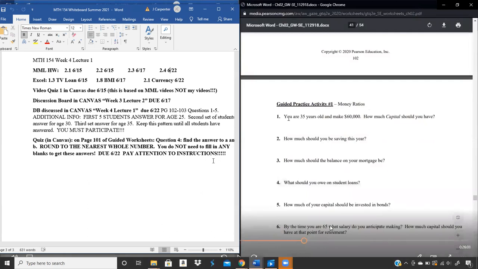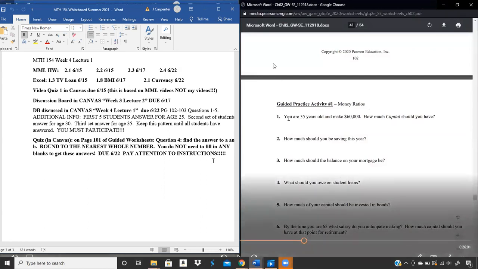By the time you were 65, what salary would you anticipate making? That is a difficult question to answer because we don't know what inflation is going to do over the next 10, 20, 30, 40 years. Yes, the Federal Reserve tries to keep it at 2%, but you just never know what's actually going to happen. So hopefully there's no confusion there. I think I've made it clear enough. Let me get to where we should be.